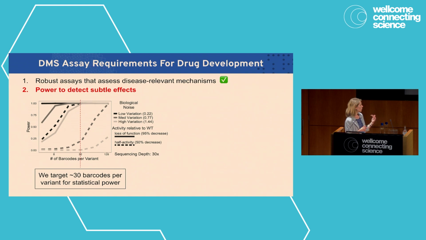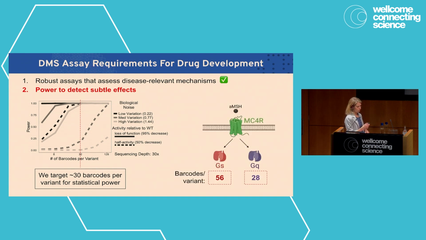And the short answer is that we really target at least 30 barcodes per variant to have good statistical power for detection. And this should be good to identify even partial loss of function variants. For both of our assays, we did a pretty good job with this. For the GQ assay, we were able to get 28 barcodes per variant. For the GS assay, we were able to get nearly double that.